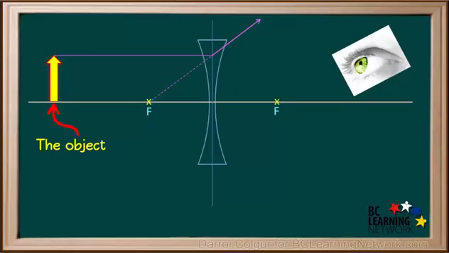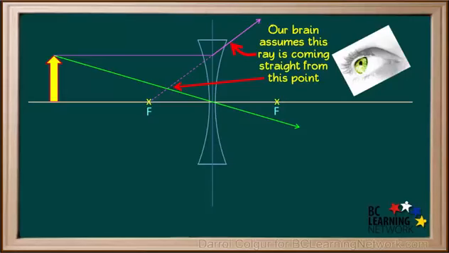To help us find where the top of the image will be, we draw a straight line from the top of the object through the middle of the lens. Rays passing through the middle of the lens are not deflected. Our brain assumes that this purple ray is coming to us straight from this point.